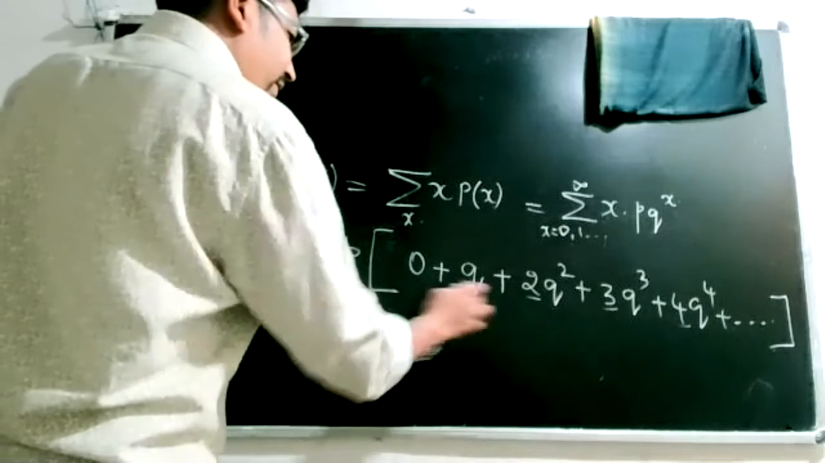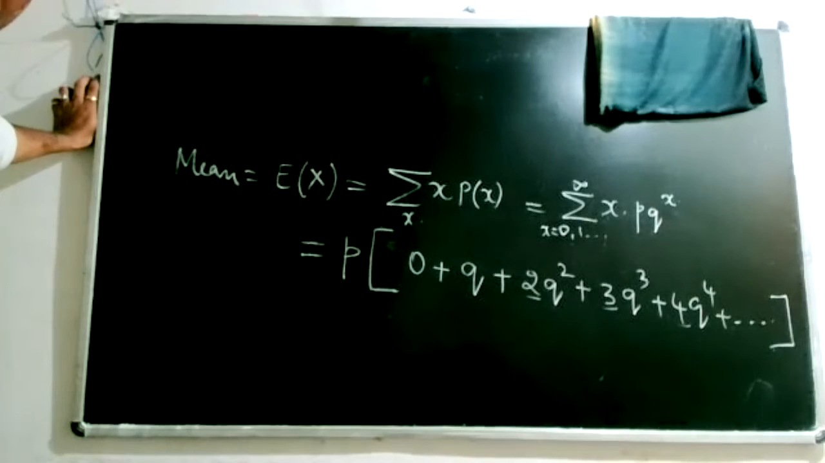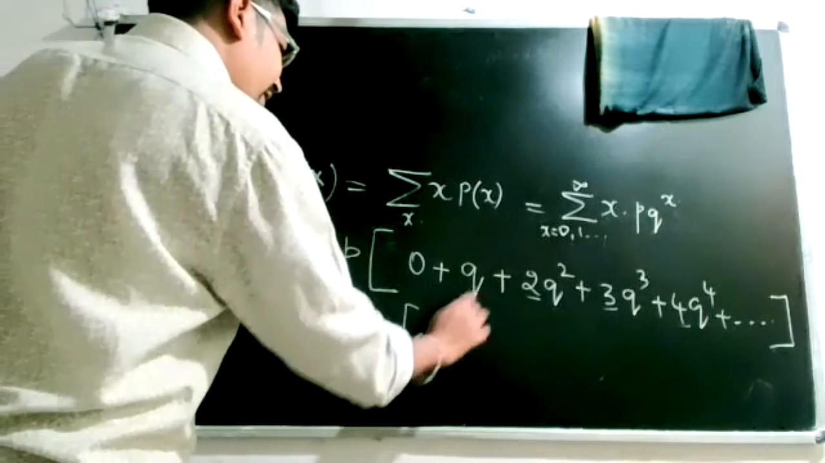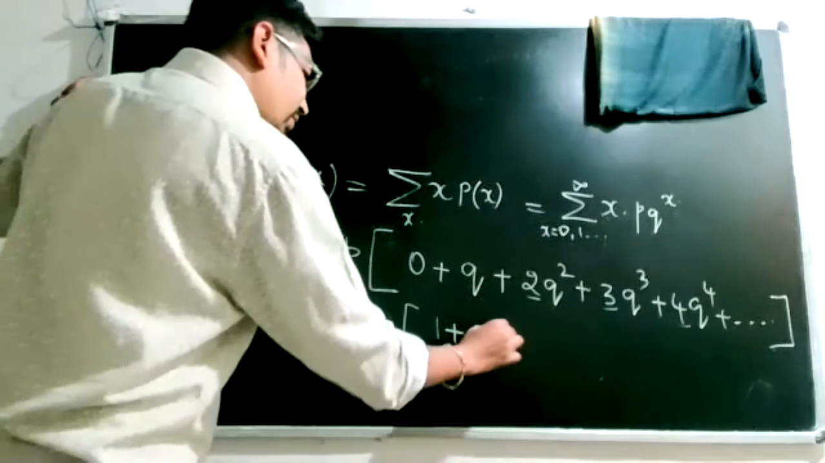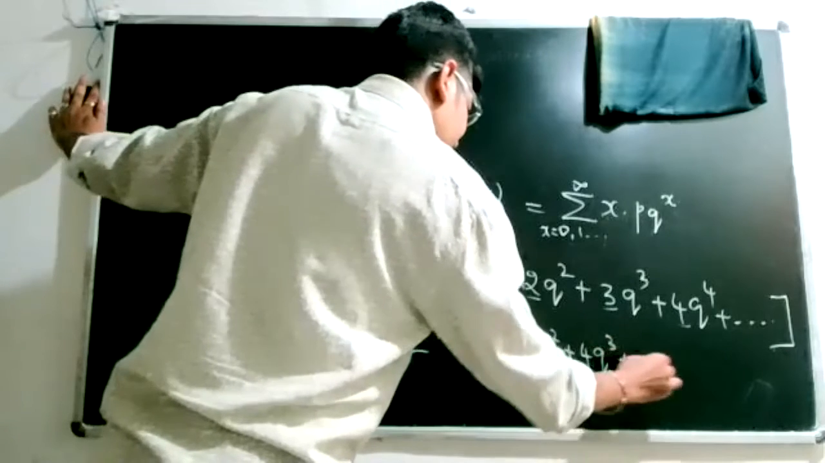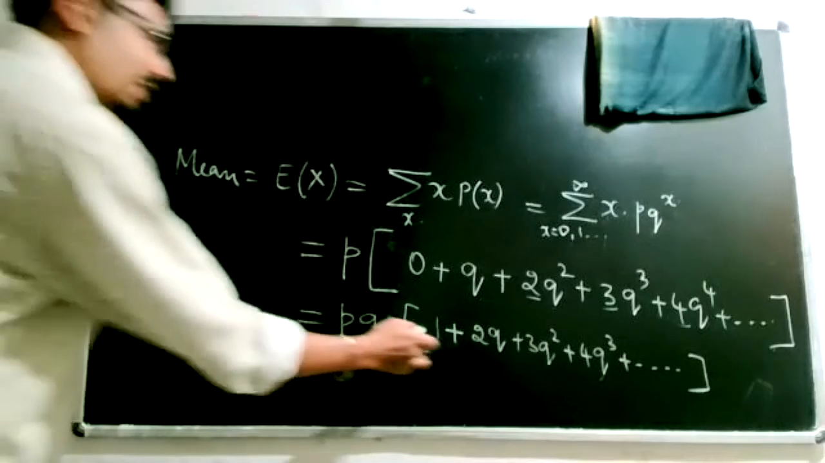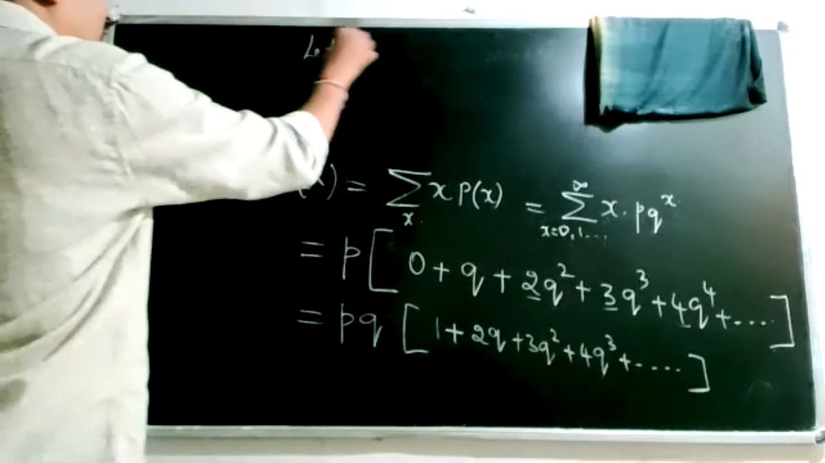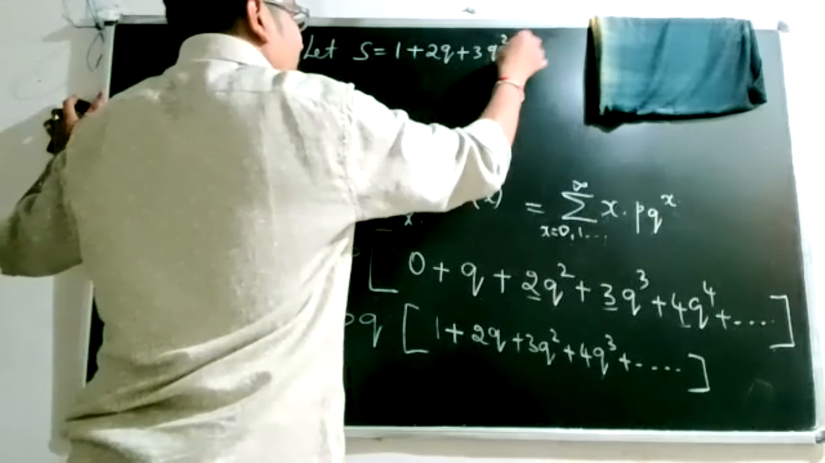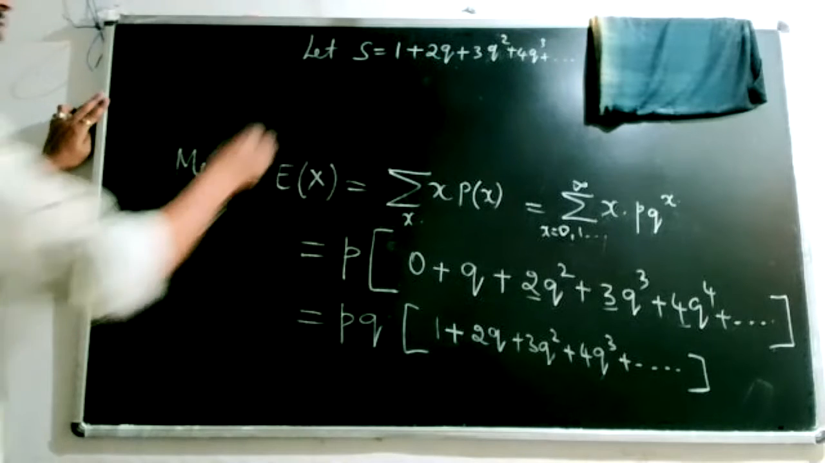So here, everywhere I have q common, so I can take that q also outside, then I'll be left with 1 plus 2q plus 3q square plus 4q cube plus etc. up to infinity. Okay, so let me call this sum S. So S is equal to 1 plus 2q plus 3q square plus 4q cube plus etc. Now obtain qS.